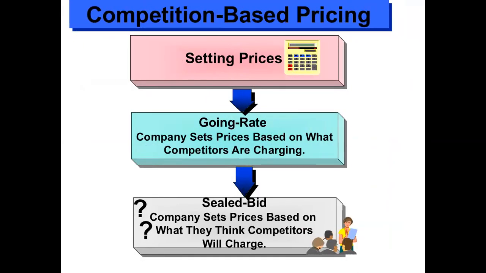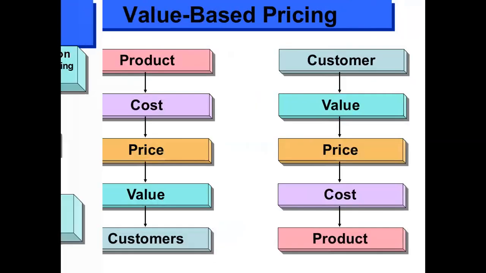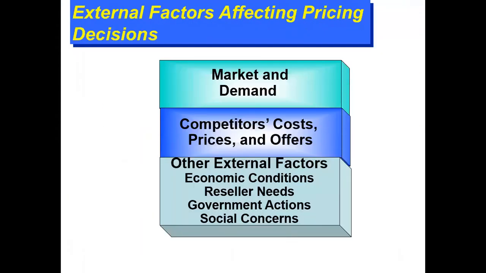Now coming to competition based pricing, the company has to look into the competitor's cost, price and offer. So we are not working in isolation. There are a number of competitors. Whenever we are pricing our product, we have to consider the cost of manufacturing that our competitor has, the price they are selling at, and the different offers they are offering.